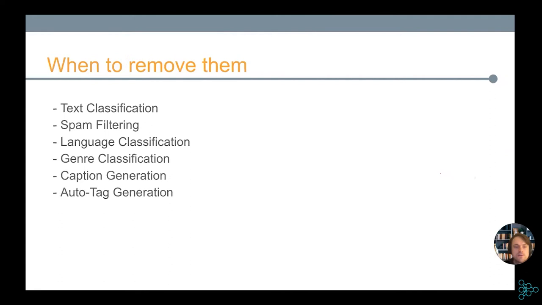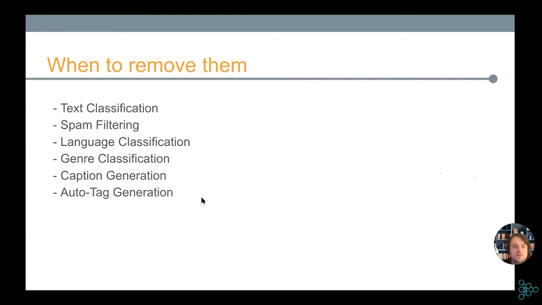Also, sometimes you need to remove stop words. Sometimes you shouldn't remove words. If you do text classification, definitely remove words. For spam filtering, you probably just need a few. For language classification, I think with 50 tokens you are guaranteed to detect the language that you are trying to predict. General classification as well, and so on.